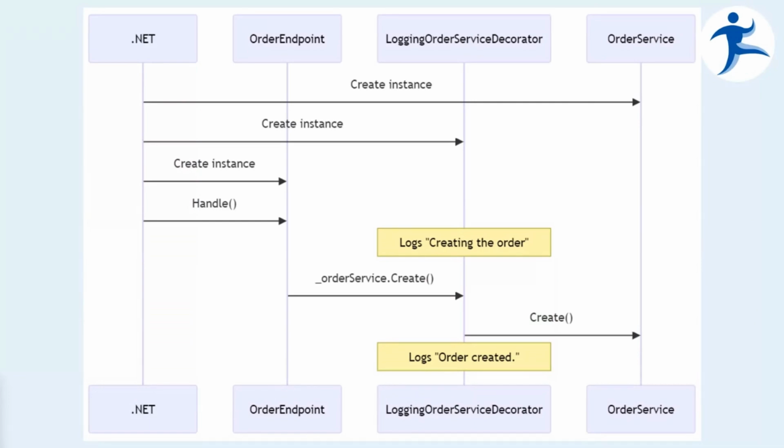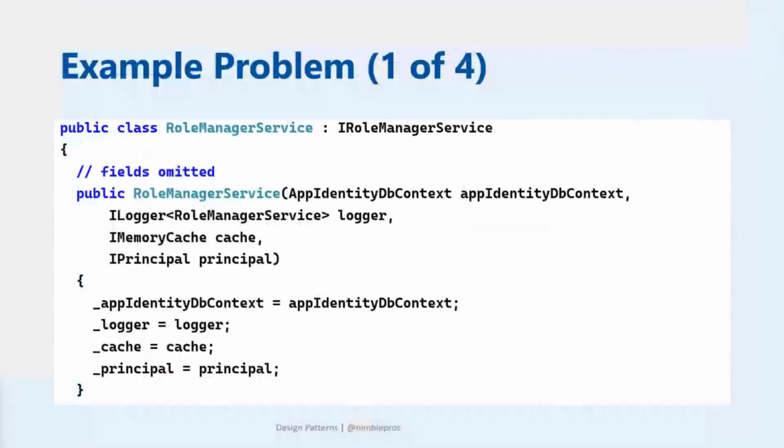All right, so let's go ahead and look at an example here in the slides, and then we're going to jump into the code and I'll show you some demos. So imagine that you have this role manager service. And this works with the built-in ASP.NET Core identity stuff. So it's showing you the list of roles that exist in the system in the identity model. And this service takes in a few different dependencies. You can see it has a DB context for data access. It has a logger, a cache, and then a principal that's the user that's involved.